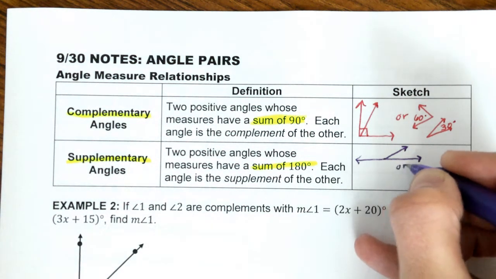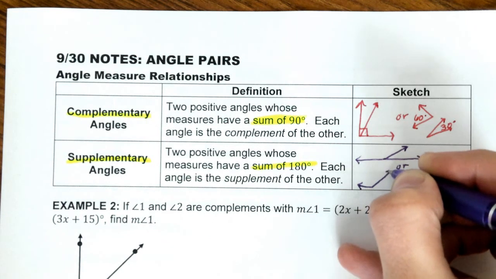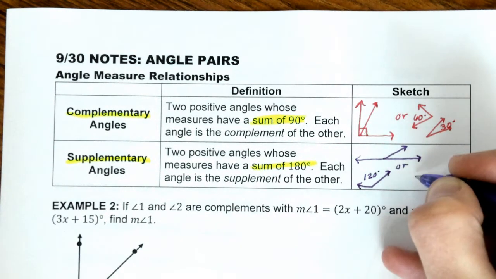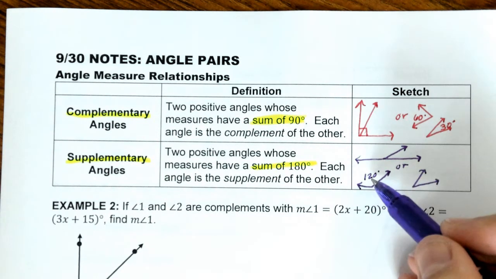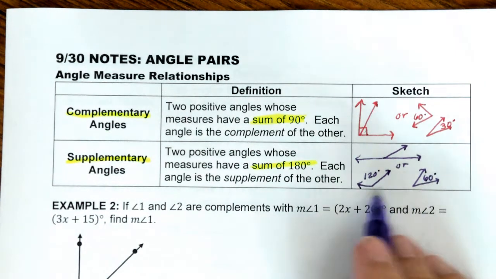Or again, they can be separated. So let's say we had this angle right here, say it's 120 degrees, and then we had another smaller angle. 180 minus that 120 is going to give you 60 degrees. So you can have them separated as well.